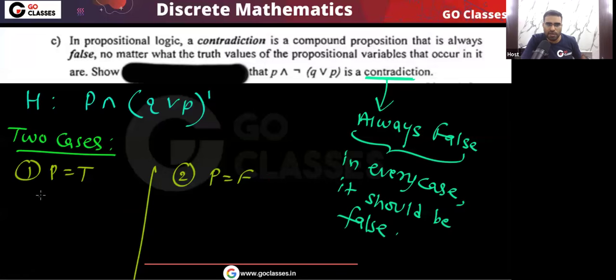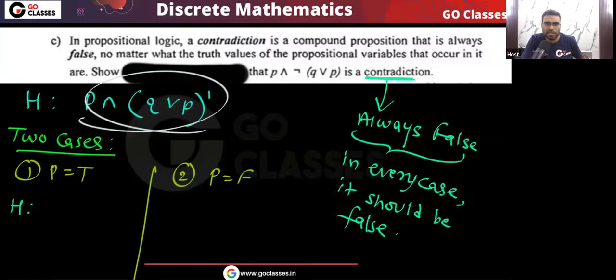Now you tell me, when P is true, what will be the truth value of H? What will be this expression H when P is true? You can see, when P is true, what is Q or true? Tell me, what is Q or true? Anything or true will be true.